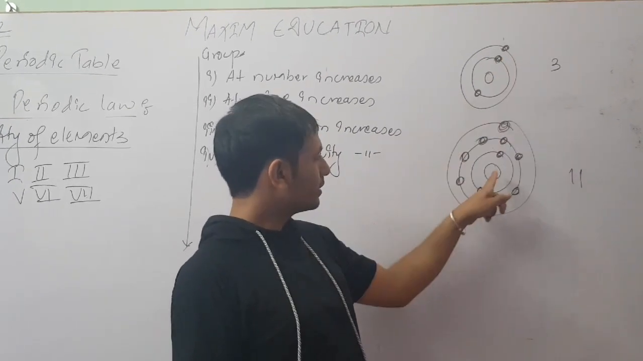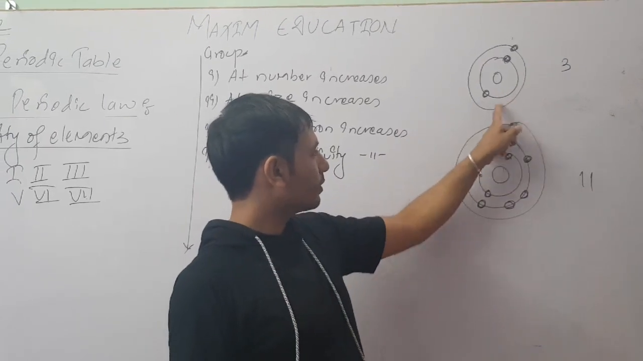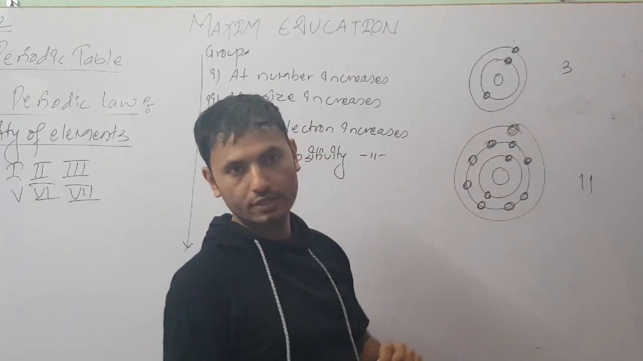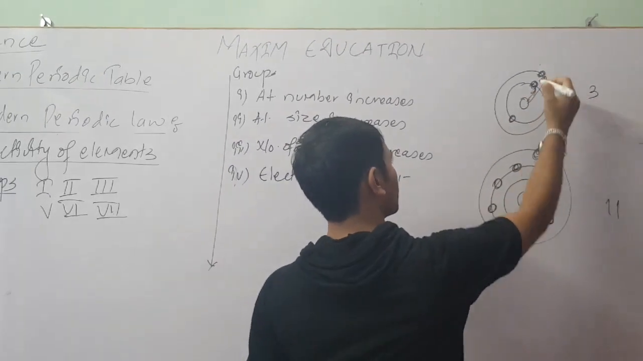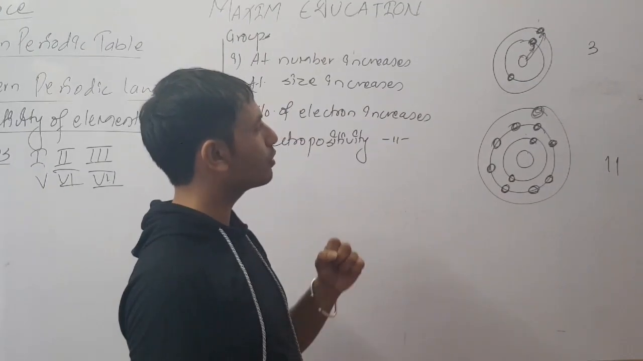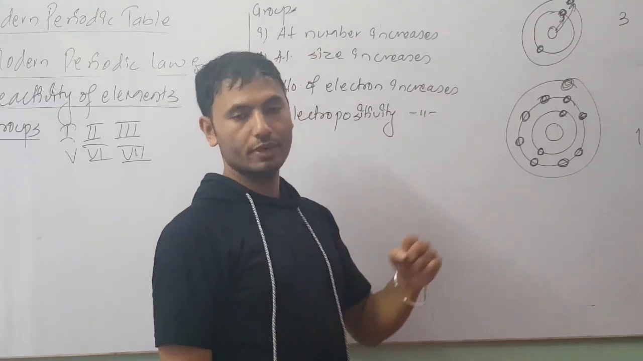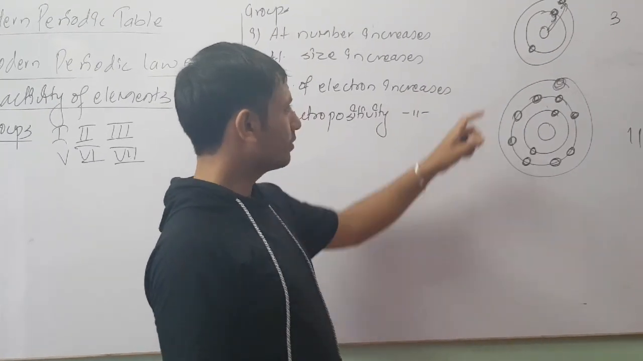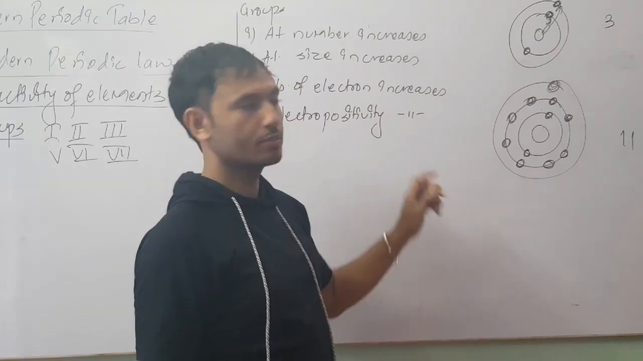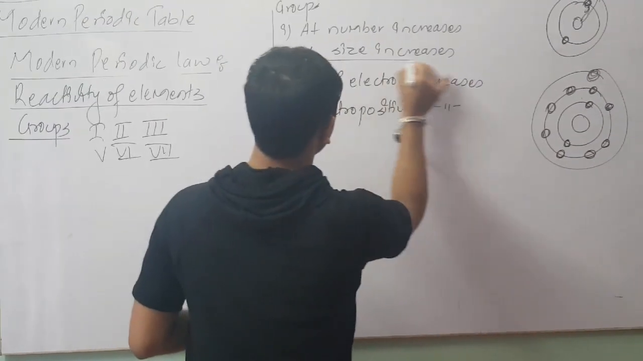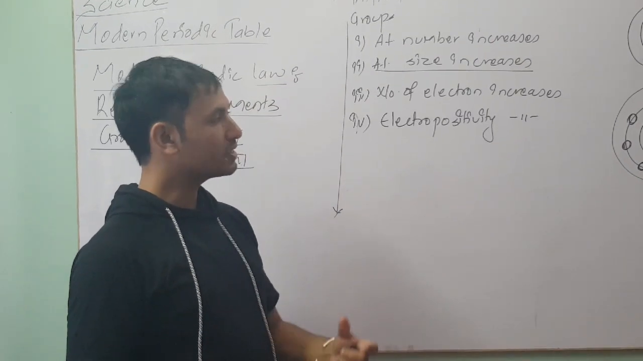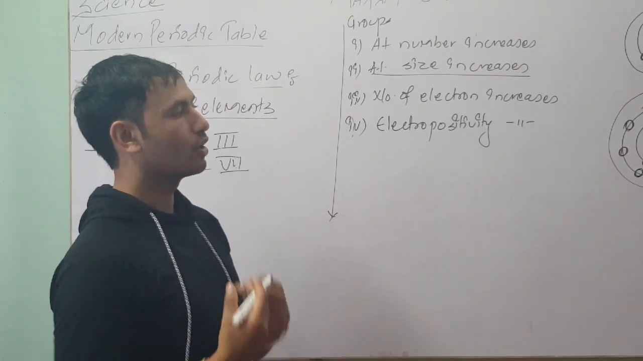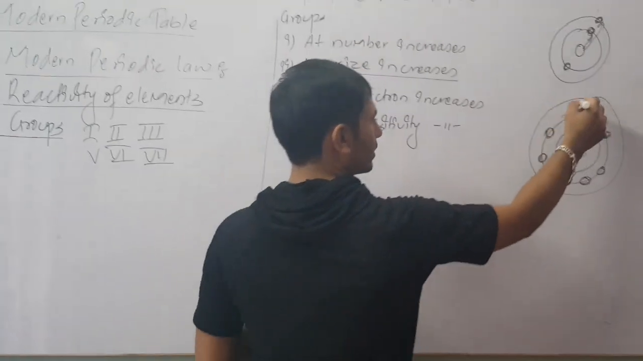Size increases. There are how many shells? 1, 2 shells. There are 1, 2, 3 shells. The nuclear force that binds the electrons of the shells, as we move from top to bottom in the periodic table, decreases due to the increase in size. When size increases, the force of nuclear attraction from the nucleus to the valence shell decreases.